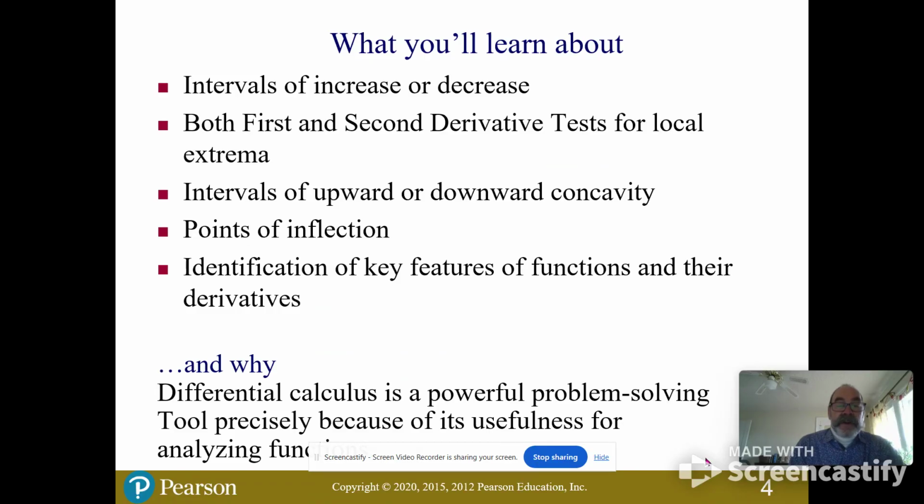So here's what we're going to learn. Intervals where it increases and decreases. First and second derivative tests. Where is it concave up, concave down? Points of inflection. All of this deals with calculus. All of this deals with not being able to use your graphing calculators. So when we have a quiz and test, we'll have parts of the quiz or test where you can use your calculators, and there'll be parts where you cannot. So you can't just graph it to be able to go through and look at it.